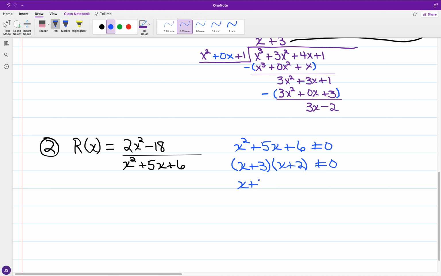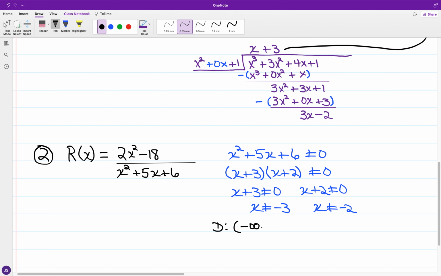Since this trinomial is factorable into integer coefficients of real terms, we now have the factors of x plus 3 and x plus 2. For x plus 3, if this cannot be 0, we have that x cannot be negative 3, and with the other factor x plus 2, if this cannot be 0, then x cannot be negative 2. And so for the domain, negative 3 and negative 2 are excluded.